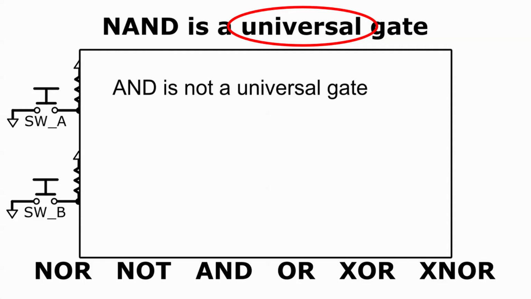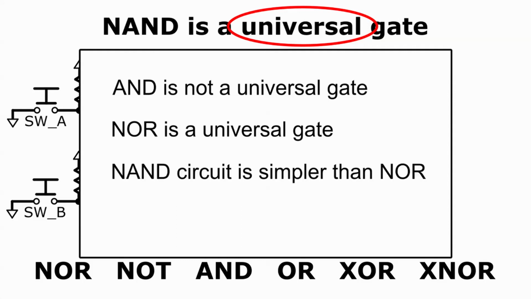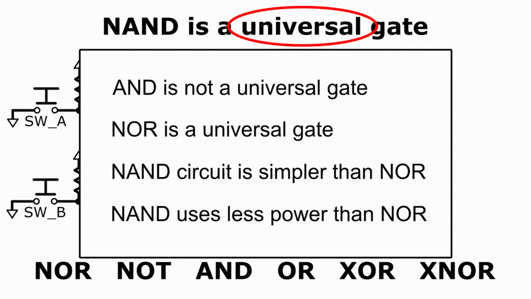The AND function is not a universal gate. Although AND can generate a low output, it can't invert an input. The NOR function, on the other hand, like the NAND, is a universal gate. But NAND still has an advantage over NOR. The internal circuitry needed to build a NAND gate is simpler than the circuit for a NOR. Therefore, the NAND gate uses less power.